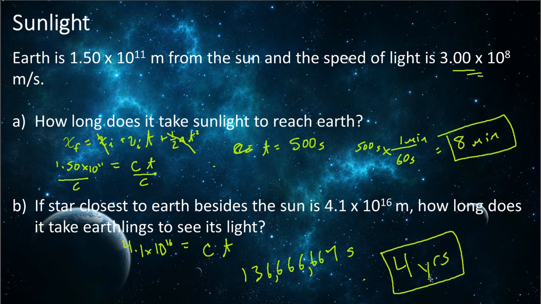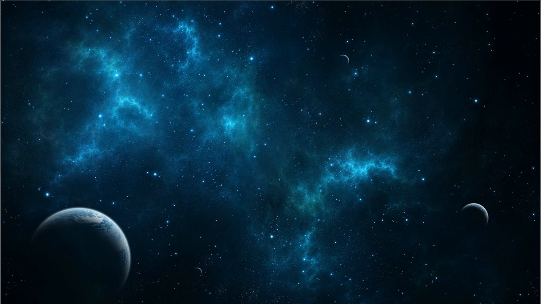So that means actually, in a sense, that when you're looking at the night sky, you're looking back in time, because the events that you're seeing in the sky have happened in the past by the time that the light has reached us to show us those events.